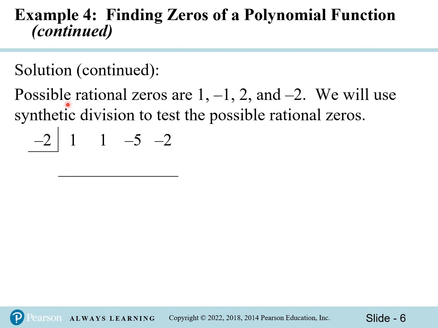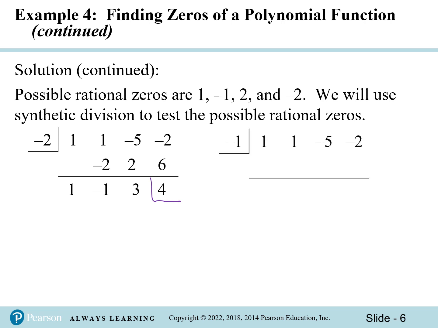So when I do my synthetic division, I'm going to drop my 1. Negative 2 times 1 is negative 2. 1 minus 2 is minus 1. Negative 2 times negative 1 is positive 2, so minus 5 plus 2 is negative 3. Negative 2 times negative 3 is positive 6, so negative 2 plus 6 is going to give us 4. Remember, that's my remainder. Therefore, that's not a root. So let's try negative 1. Same thing.